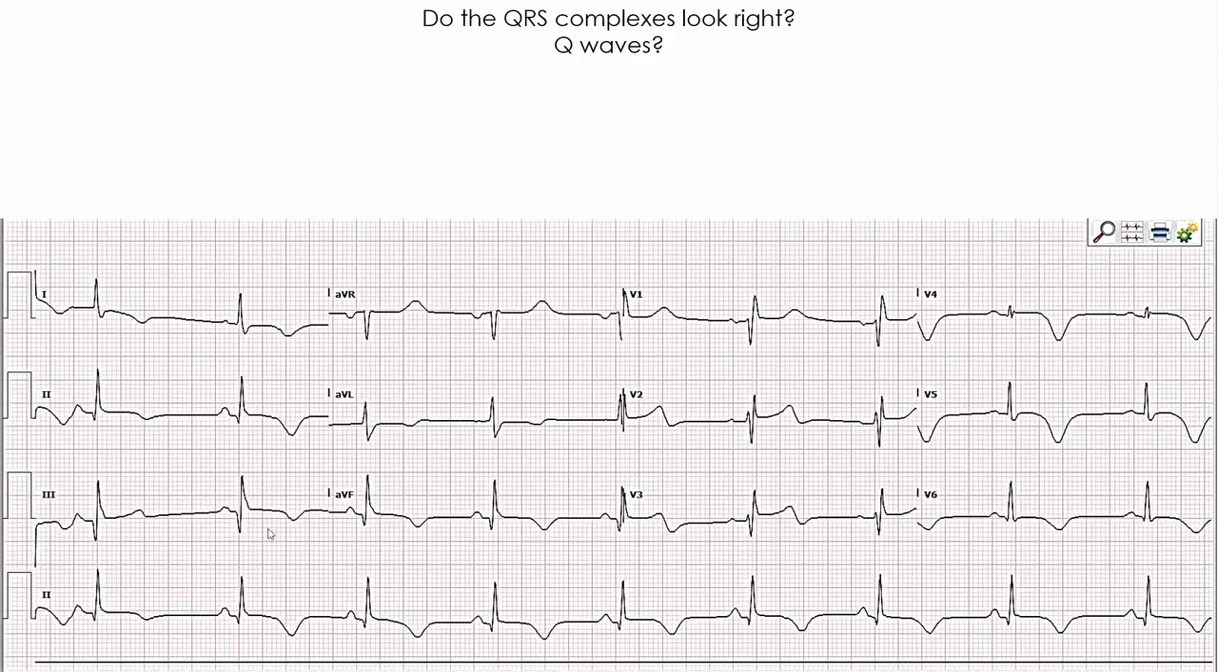In terms of Q waves, we've got a slightly big Q wave here in lead 2 and in AVF, and certainly a big Q wave here in lead 3. So our inferior leads have some abnormal Q waves. Some normal Q wave in V6, but otherwise that's it.